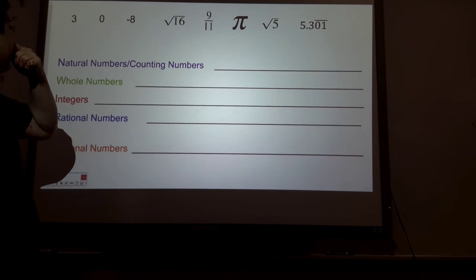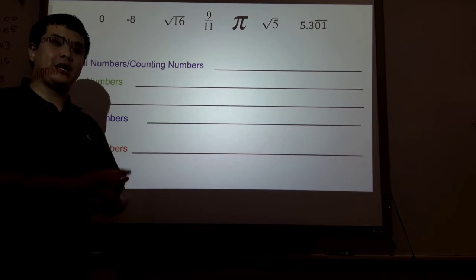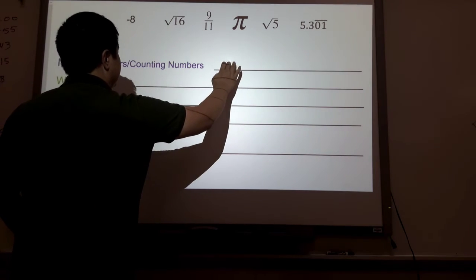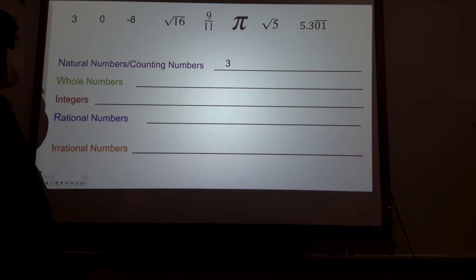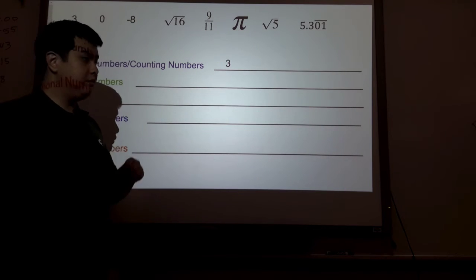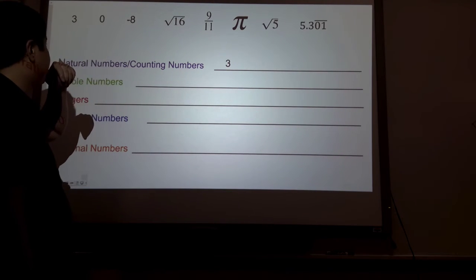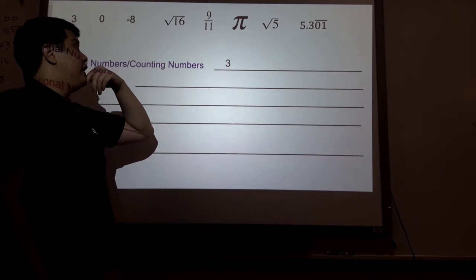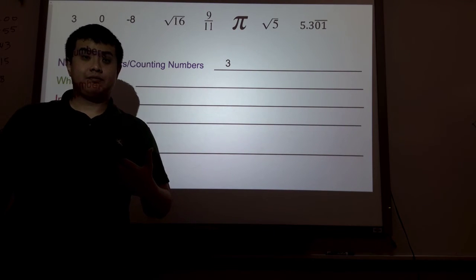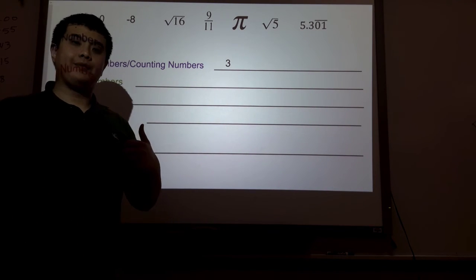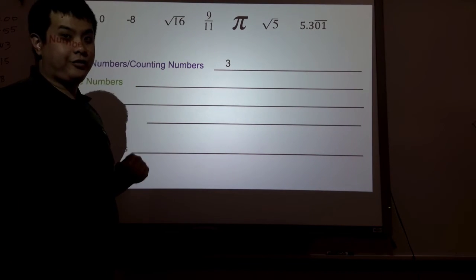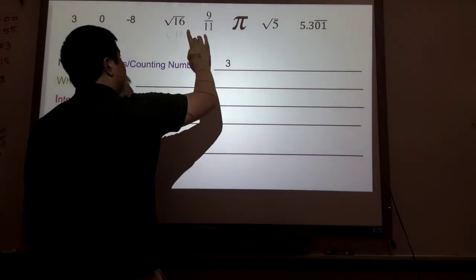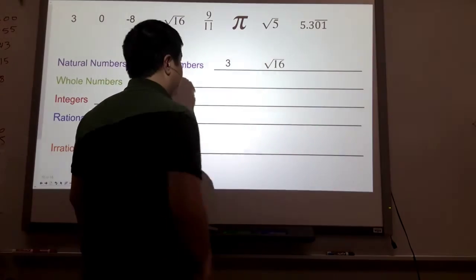Let's start with 3. Remember that natural numbers are the numbers that you can count on your fingers, and 3 is a number that you can count on your fingers. So 3 is a natural number. You cannot count 0 on your finger, so 0 is not a natural number. Natural numbers do not include negative 8. Square root of 16, 16 is a perfect square. And the square root of 16 is 4. And so this number right here is actually 4. And 4 is a number that you can count on your fingers or higher. So therefore, that is also a natural number.